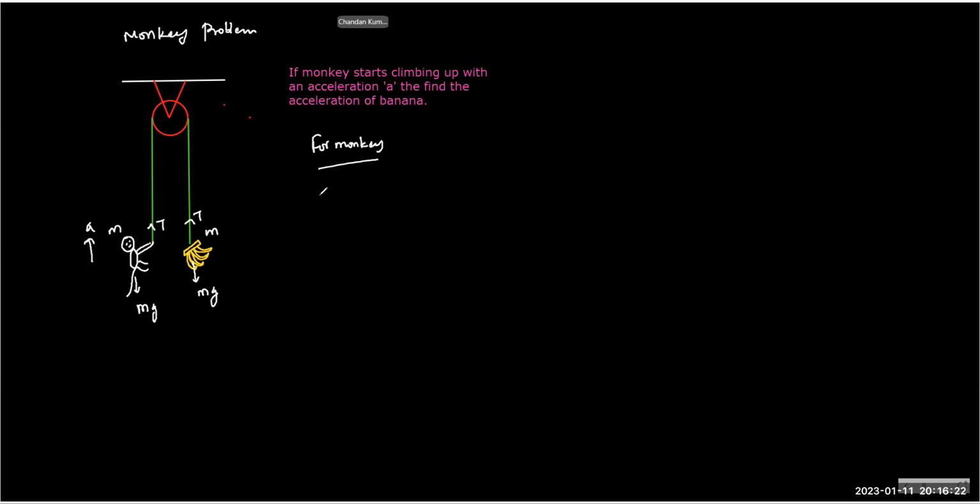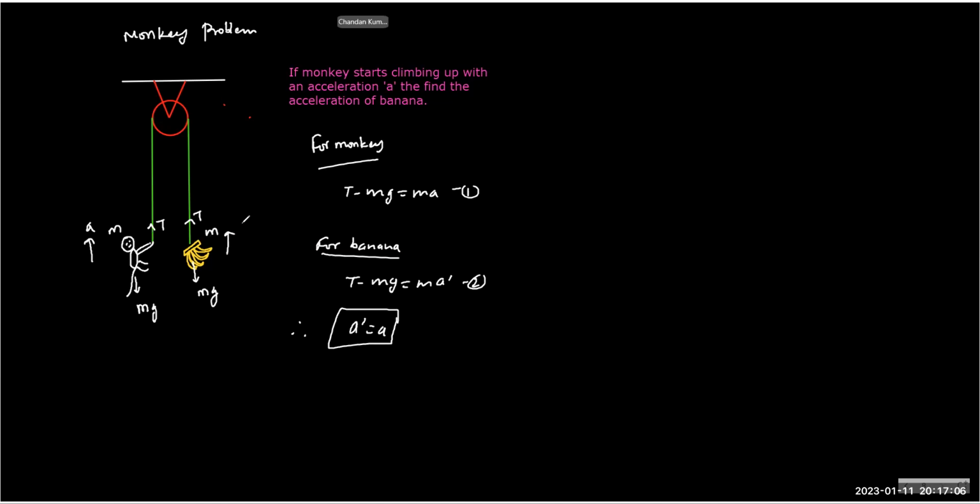Yes. So for the monkey, can we have T minus mg equals m into a? Yes. Now if you look at the banana, the net force is same, no? For the banana, T is more than mg, so it is true for the banana as well, yes or no? Yes. So what you will write? T minus mg equals m into a dash. So from these two equations, can we say a dash is same as a? Yes. Which simply means if the monkey will climb the rope, the banana will also start going up with the same acceleration.